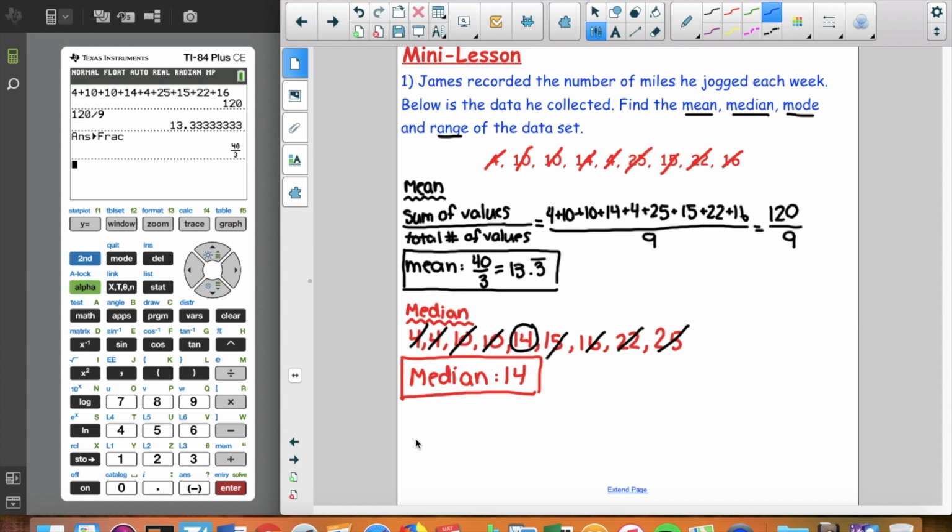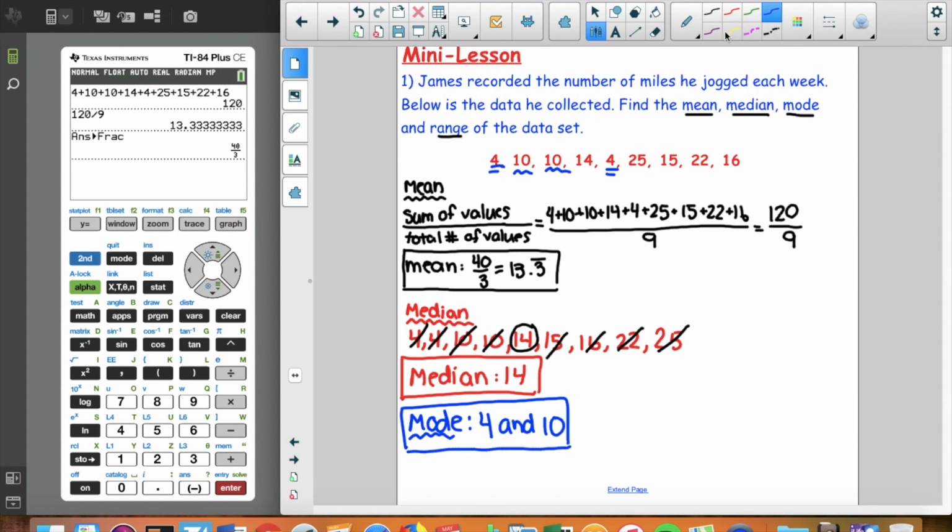Okay, let's find our mode. So remember, the mode is the number that shows up most often. There can be no mode, and there can be more than one. So if we look at our data set, I see 4 showing up twice. But I also see 10 showing up twice. Since they both show up the same number of times, but it is more than one, we have 2 modes. Our modes are 4 and 10. And that's all the work we need to show for that. It really doesn't have much.